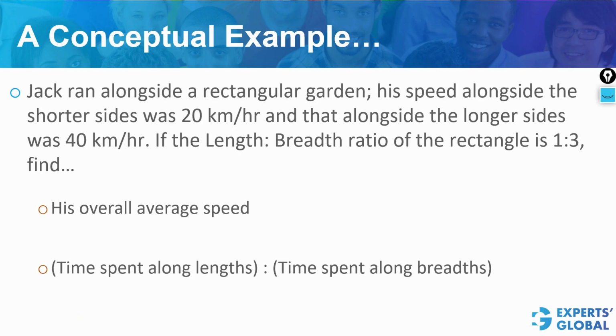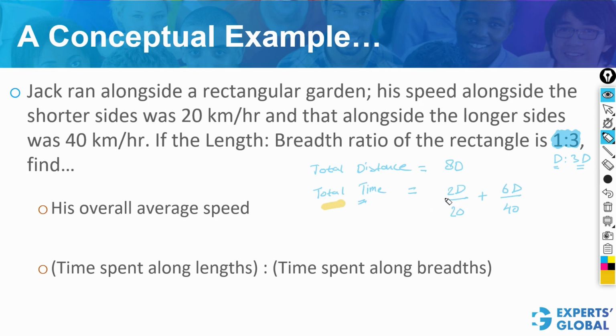This question has two parts. Please pause the video and solve this. The sides of the rectangle are in ratio 1:3. Let's call these D and 3D. Therefore, total distance covered is 8D, 2D across two sides and 6D across the other two sides.